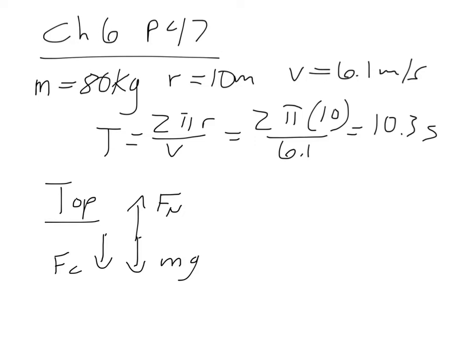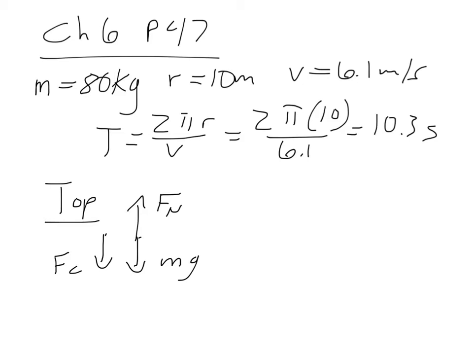So that part's easy. Now we're trying to figure out the normal force at the top and bottom of the Ferris wheel. Here's where the free body diagram is hugely important. At the top and bottom, the free body diagram for a person sitting in the Ferris wheel looks pretty much the same. You have the normal force acting up and mg acting down. However, at the top of the Ferris wheel, the centripetal force is pointing down. That's because it must always be pointing towards the center of the circle.